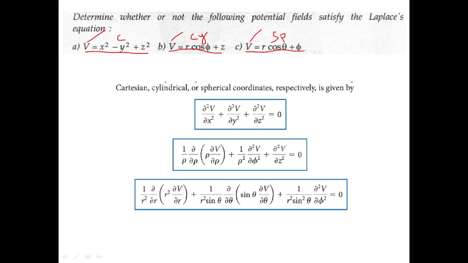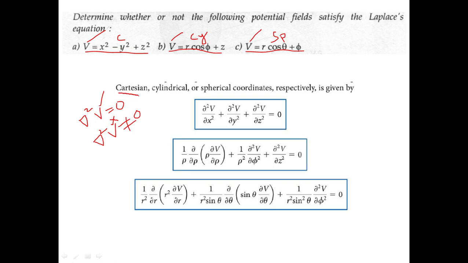Now we have to check whether this particular field satisfies Laplace equation or not. For that, since V is given, you have to find del square V. And if the answer is 0, this particular field V satisfies Laplace equation. And if del square V gives some equation or some number which is not equal to 0, then this V doesn't satisfy Laplace equation.